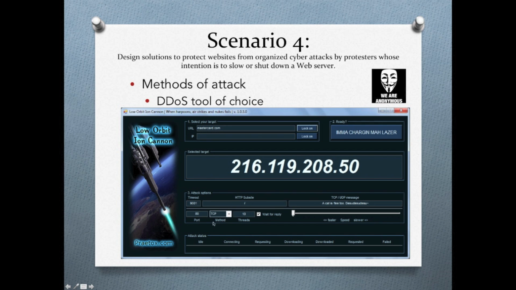So we're using a TCP-based attack, 10 threads at a time. We are waiting for replies, and here's in the message, a cat is fine too. And we've obviously got the speed scaled way up. Now, again, all by itself, Low Orbit Ion Cannon is not going to hurt anything. But when you're running this times 10,000, times 100,000, and people's typical networks of 1 meg up to 15 meg up, this can get pretty powerful, and this can really shut someone down.